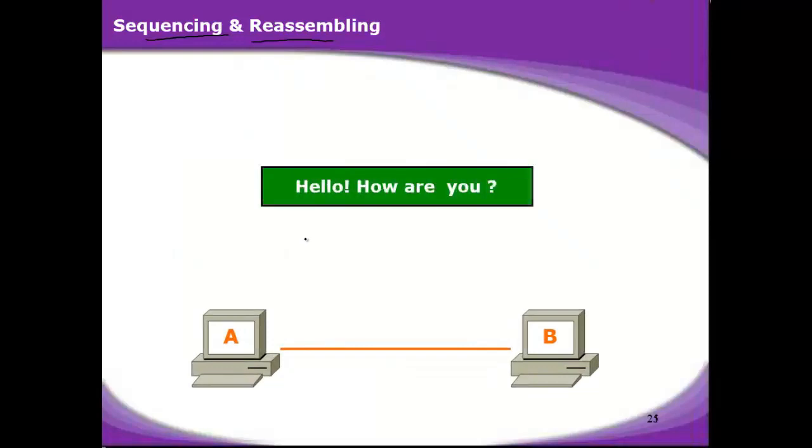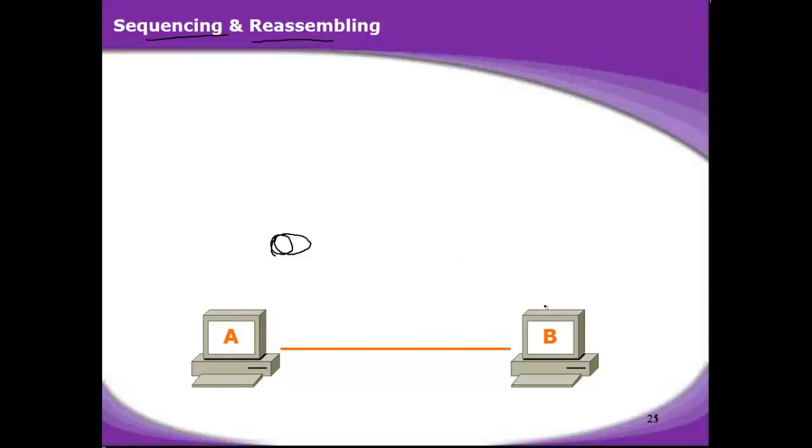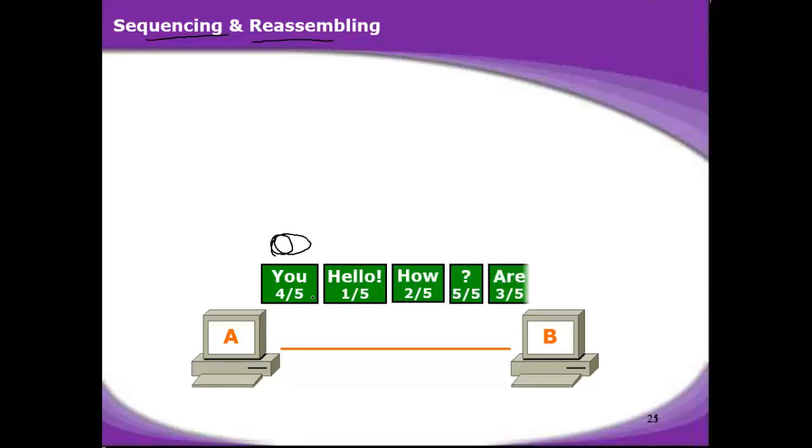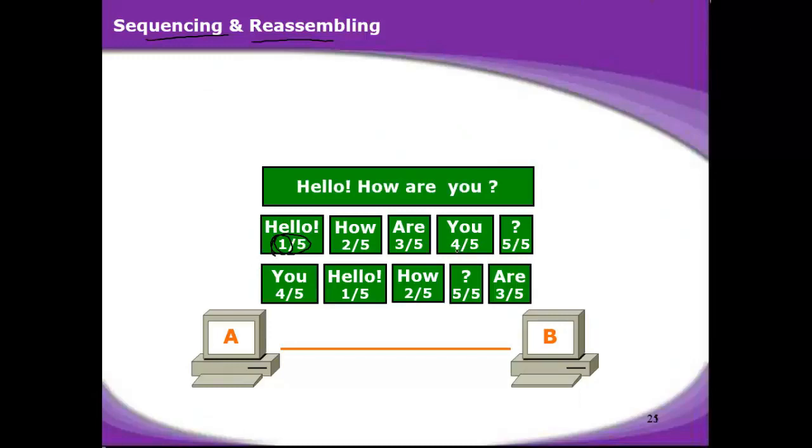So the sequencing and reassembling function of the transport layer is that you have got this data, this is segmented, and it is also given a sequence number. Then on the destination side, this is going to be reassembled. So the destination B may have received the segments not in the correct order, but the transport layer is going to reassemble it in the correct order. So it received the segments first 4 by 5, 1 by 5, you, hello, how, are. That doesn't make any sense, but after reassembling by the transport layer, it makes sense: hello, how are you? And this data is given to the upper layer, that is the application layer of the TCP/IP model.